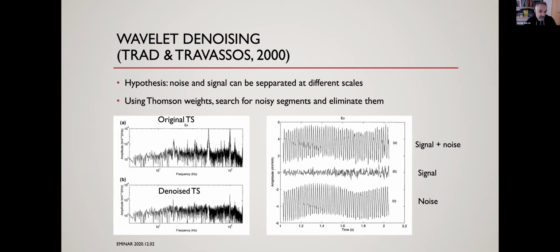And we can see in this plot the power of the original time series and the power of the noise time series. And we can see how those spikes have disappeared. And on the right, we can see the signal plus the noise, the signal in the middle, and the noise. And we can see how beautifully this technique works in this case.